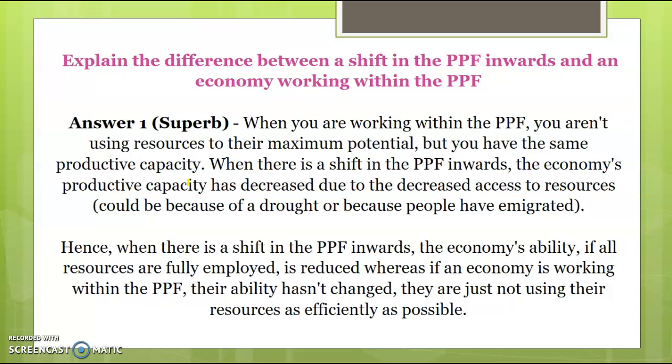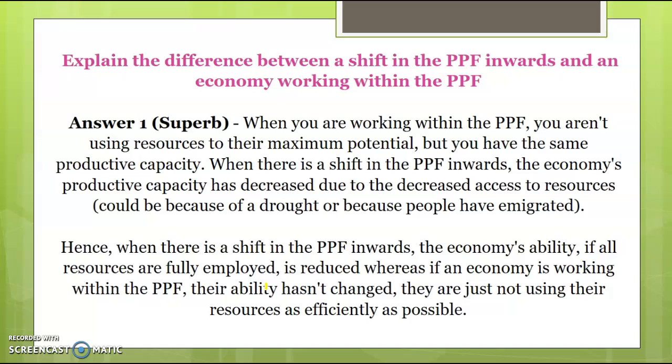That may be because a lot of people have passed away. It may be because of a drought, natural disaster, lots of emigration, a lot of people leaving the country. But basically your overall productive capacity has gone down. Hence, when there is a shift in the PPF inwards, the economy's ability, if all resources are fully employed, is reduced, whereas if an economy is working within the PPF, their ability hasn't changed, they're just not using their resources as efficiently as possible. So one of them means their overall resources have actually fallen. The other one means they're not using all their resources to their full productive capacity.